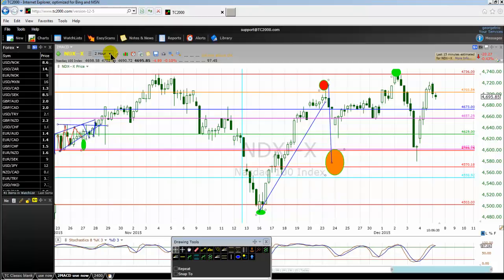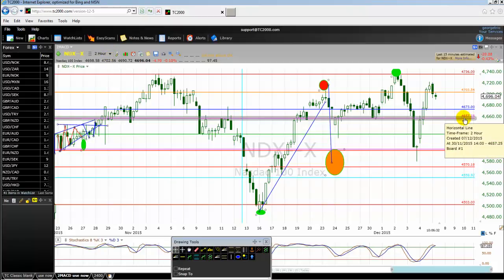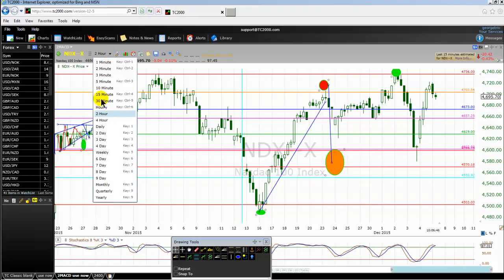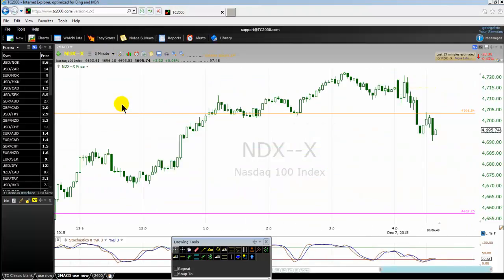So I'm going to go back now. So you know now my target, that is at 4647. Entry at 4703. Stop loss at 4736. All right. I'll go back to the 3-minute time frame. And let's zoom into it. Okay. We are now here.